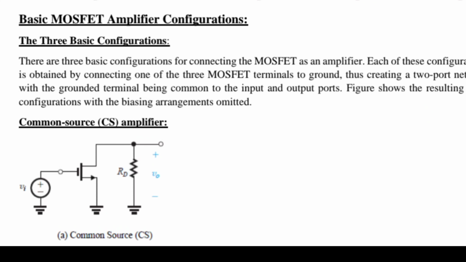Each of these configurations is obtained by connecting one of the MOSFET terminals to ground. Suppose the source terminal is connected to ground, that is common source, thus creating a 2-port network with the grounded terminal being common to the input and output. The grounded source is common in the common source amplifier, which is the mostly used amplifier configuration. The figure shows the resulting 3 configurations of the biasing arrangement obtained.